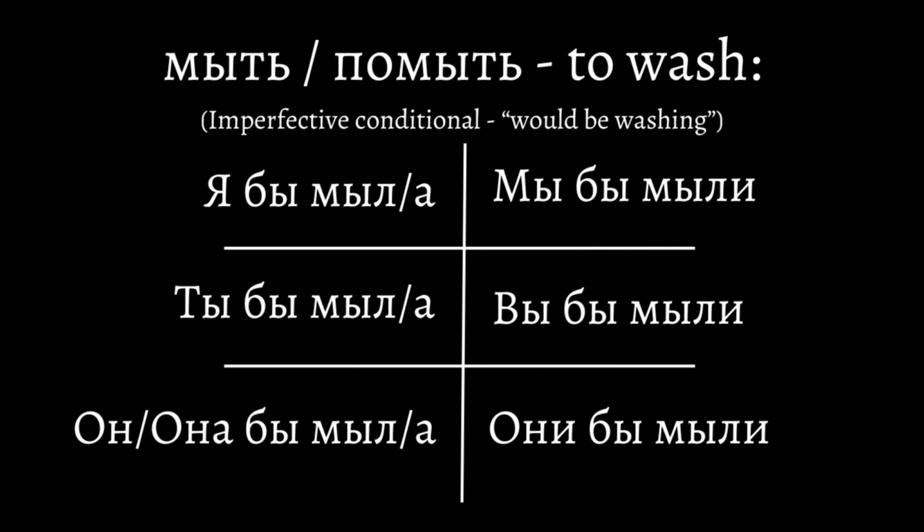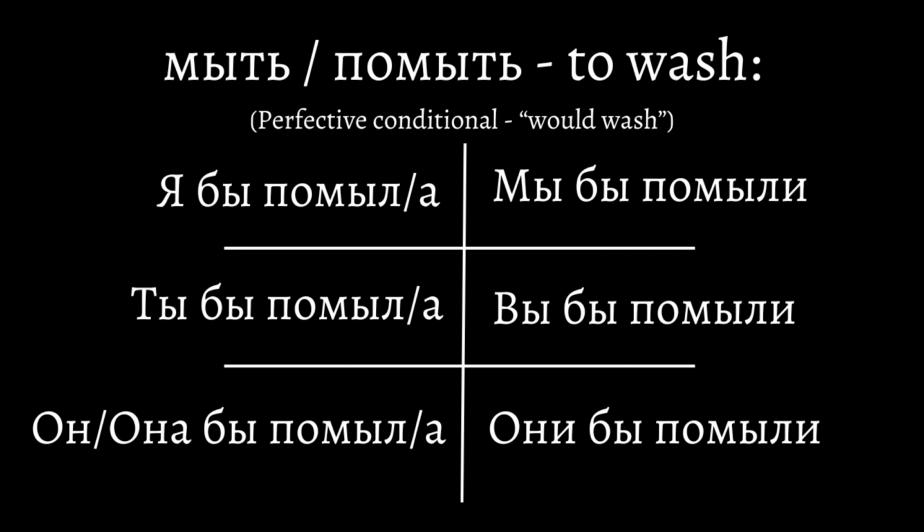Here we have мыть and помыть. They both mean to wash and they end in it. In the imperfective, it's я бы мыл, I would be washing masculine, ты бы мыла, you would be washing feminine, and мы бы мыли, we would be washing. In the perfective, it's the same but with the prefix po, and the meaning is would wash.